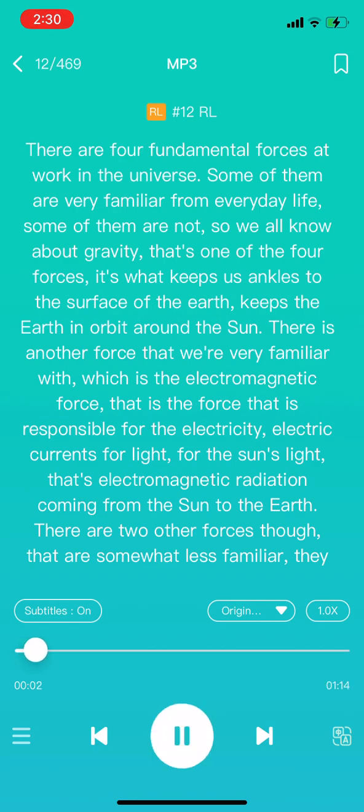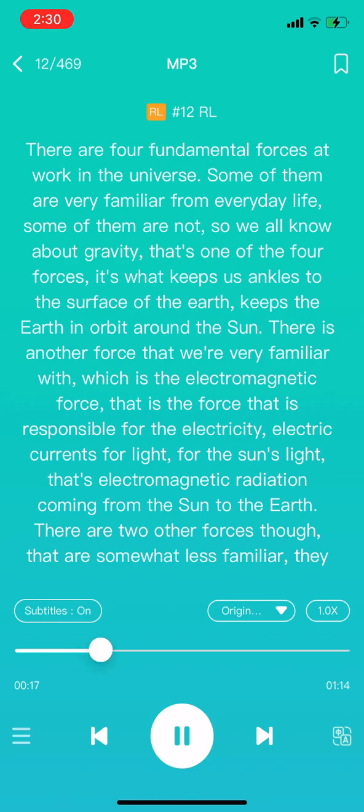There are four fundamental forces at work in the universe. Some of them are very familiar from everyday life, some of them are not. So we all know about gravity. That's one of the four forces. It's what keeps us anchored to the surface of the Earth, keeps the Earth in orbit around the sun.